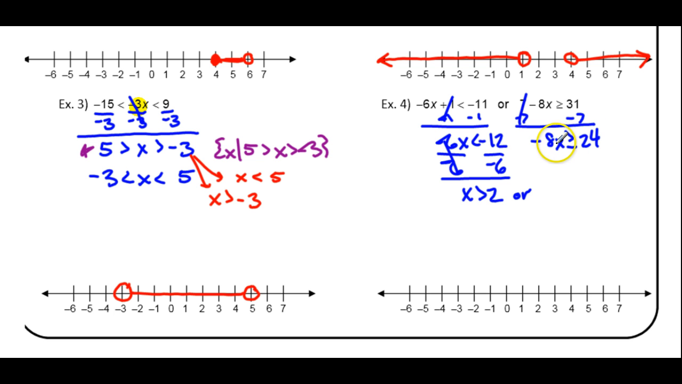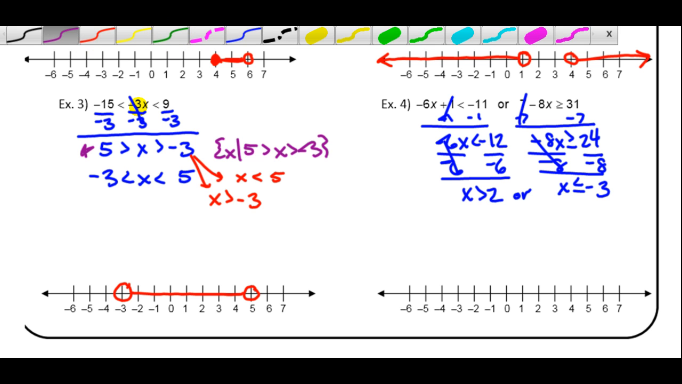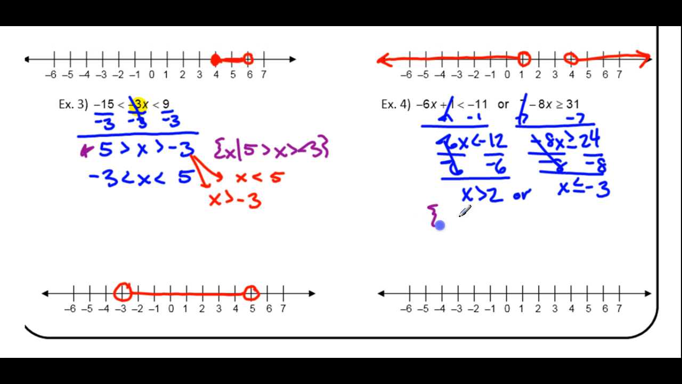Now to get rid of the negative 8 and that from the x, the opposite of these being multiplied would be to divide by the negative 8. Once again, we're dividing by a negative. Don't forget to flip your sign. Okay? Bring down the x. 24 divided by negative 8 is negative 3. So here's your answer. So, to write in set builder, get your braces.